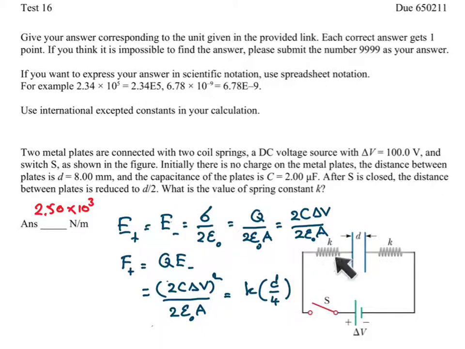Initially there is no charge on the plate, and the spring is in the equilibrium position, and then the gap stretches by D over 2, right? Because we know that the gap between the plate reduced to D over 2. It means that from symmetry, we know that each spring stretched with the same distance. So it is a half of the D over 2, which means D over 4.